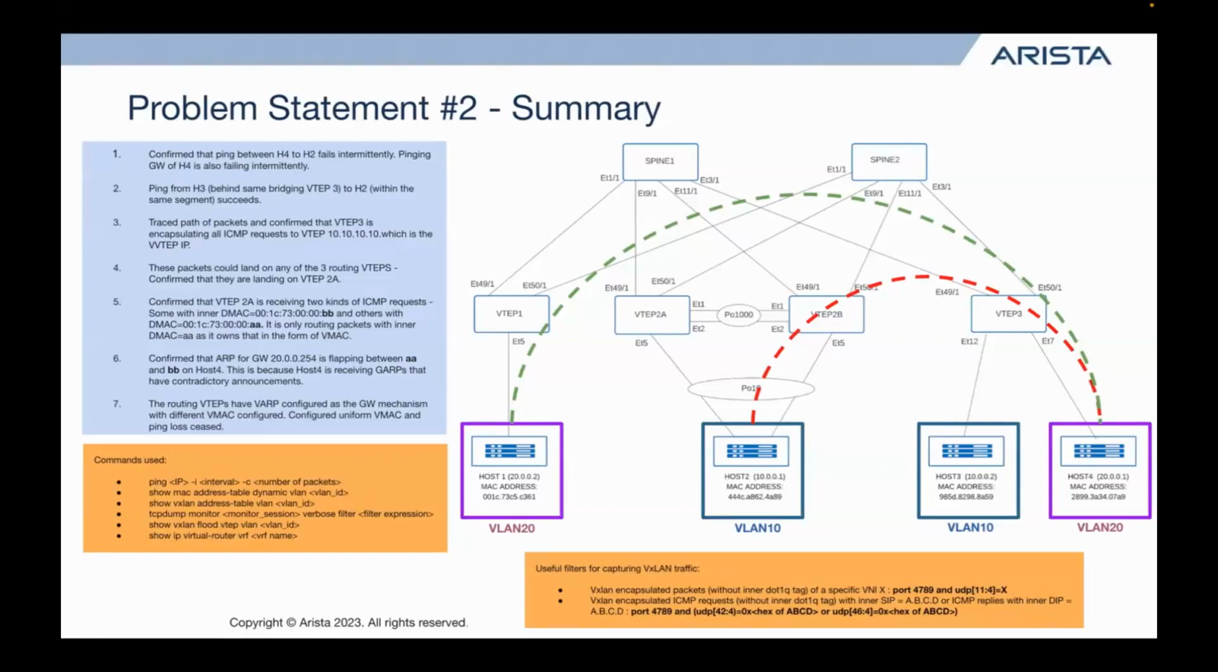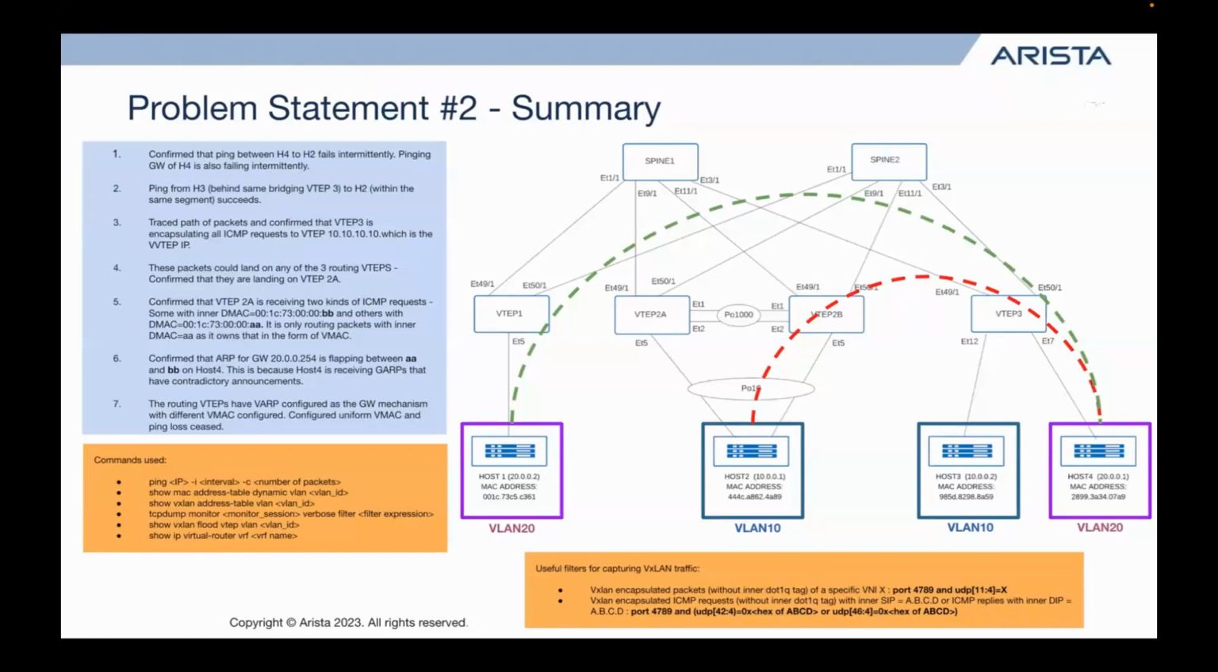We then backtracked to the host, and we confirmed that the ARP for the gateway 20.0.0.254 was flapping between 1C73AA and BB. This was because host 4 was receiving GARP packets that had contradictory announcements for the gateway IP. Now, the routing VTEPs had VARP configured as the gateway mechanism, and they had different virtual MAC addresses configured across them. So we went ahead and identified one MAC and configured a uniform virtual MAC across all of them, and then the ping loss ceased.